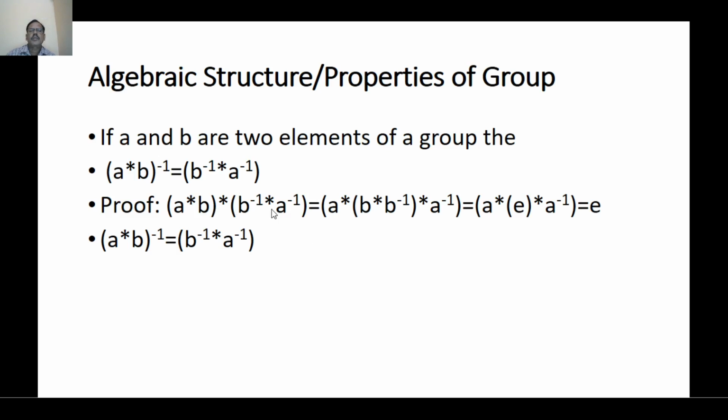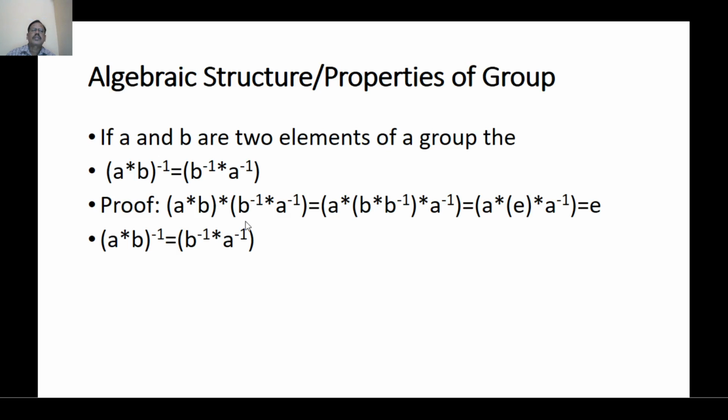Suppose on simplification we get E, then this acts as the inverse of A star B. If you multiply these two, we get the identity element. Therefore, this acts as the inverse of A star B. Therefore, B inverse star A inverse is equal to (A star B) inverse.